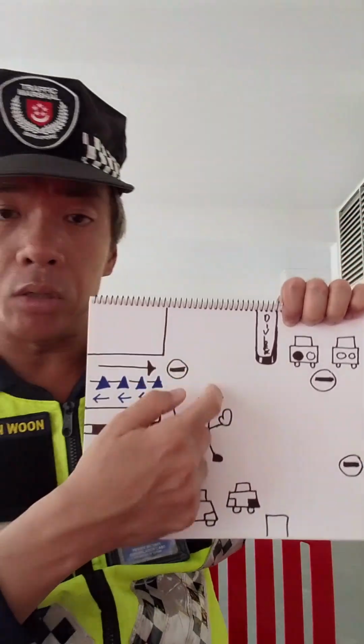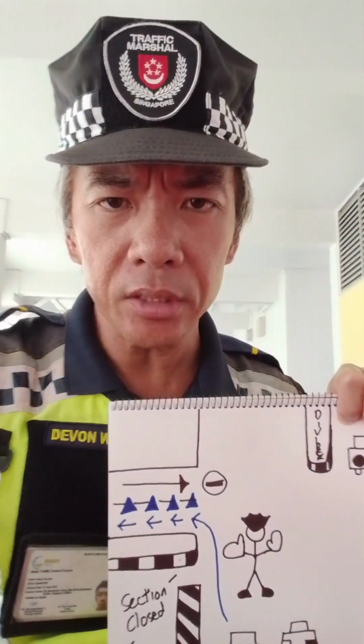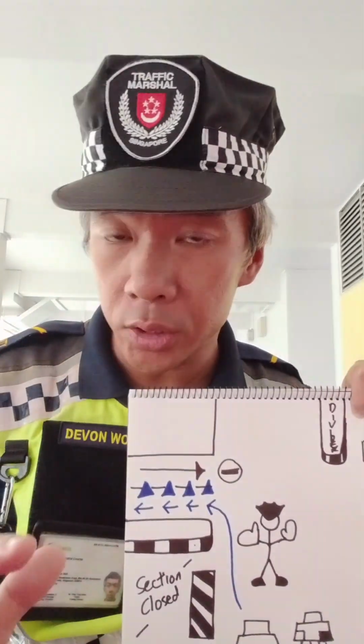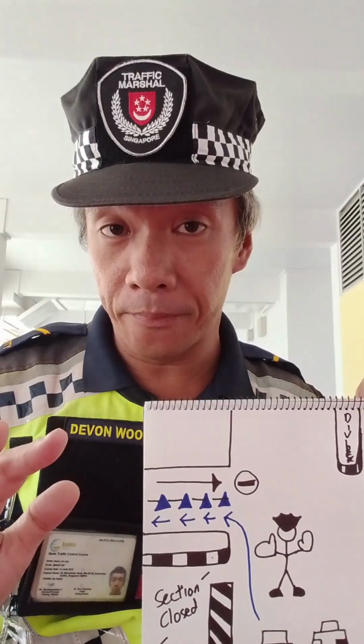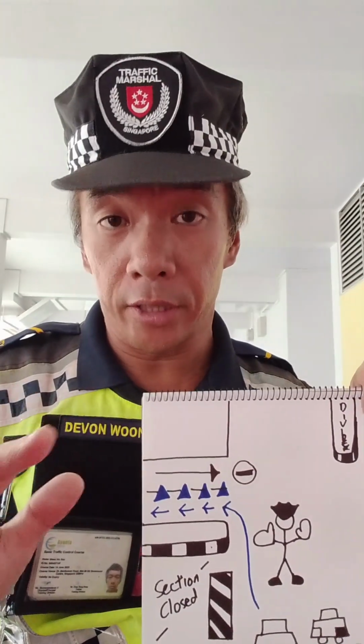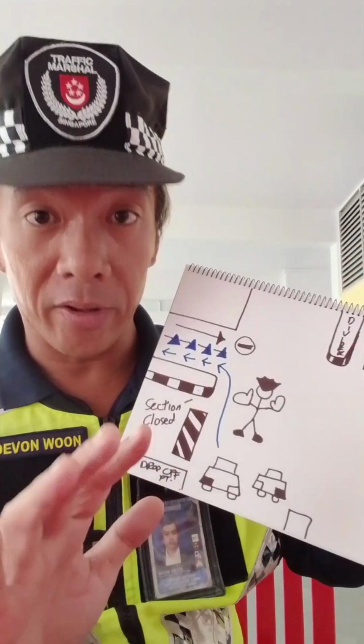Which is very stupid, because the whole idea of a traffic control plan, traffic management system or traffic management solution is to prevent accident while trying to work around an accident site. So the idea is to prevent another accident.